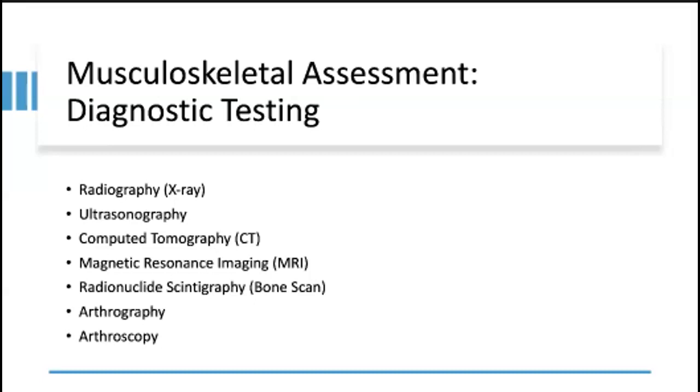MRIs are excellent for soft tissue, cartilage, ligaments, tendons, and marrow, and they provide little to no radiation exposure. Bone scans detect inflammation, infection, stress, and bone tumors. Arthrographies are contrast studies used to assess joint abnormalities and cartilage defects. Arthroscopy is the direct visualization of the interior of the joint via a small scope. It can be diagnostic, but it also can be therapeutic.